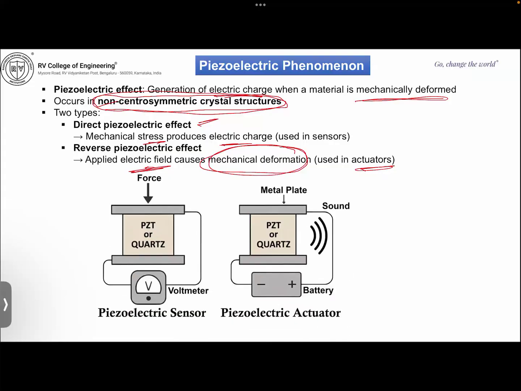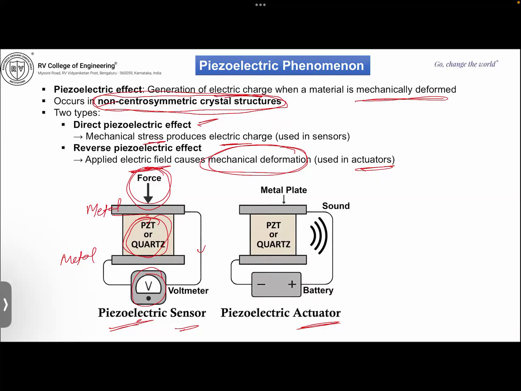You can see that this picture is representing both the piezoelectric sensor and piezoelectric actuators. In the piezoelectric sensor, a mechanical force is applied on the piezoelectric material separated by two metal plates. These are the conductors, and this is the piezoelectric material. When it is compressed, electrical energy is produced and it is measured by a voltmeter. That is called a piezoelectric sensor.